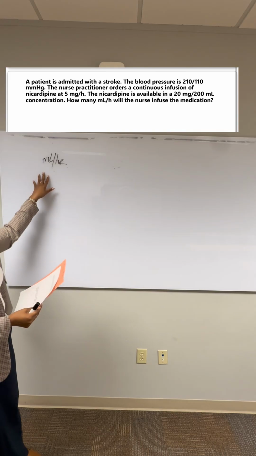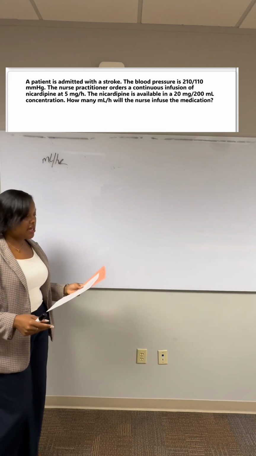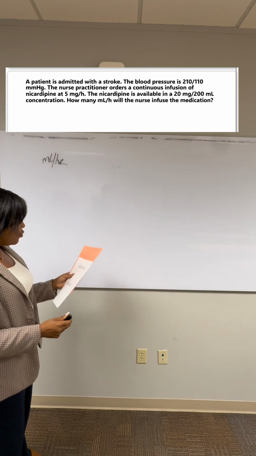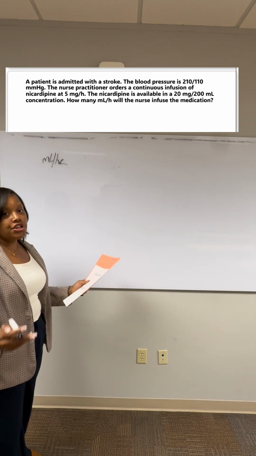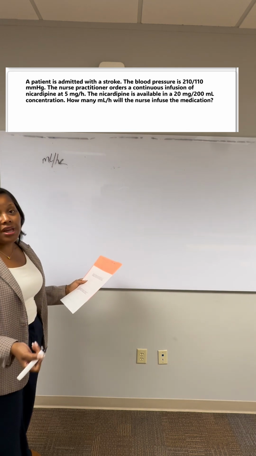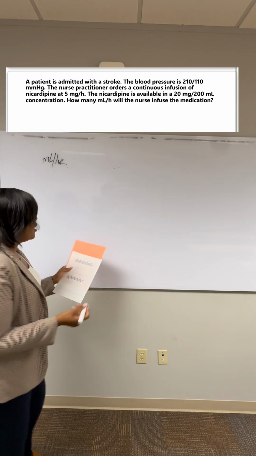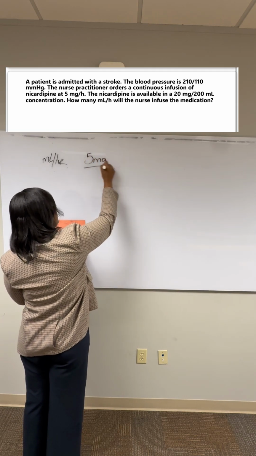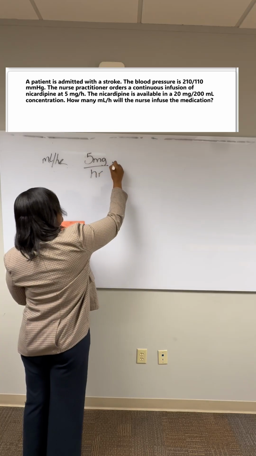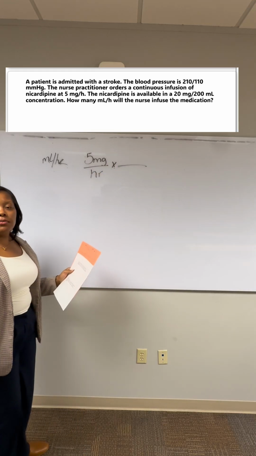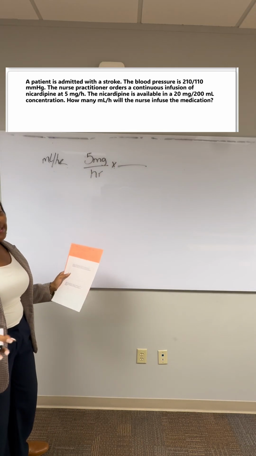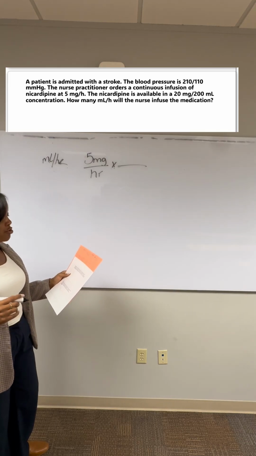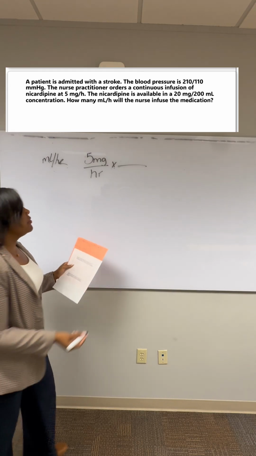We already have written on the board what our answer needs to end in. It needs to end in mLs per hour. So let's start with what the infusion is currently going at. It's currently going at 5 milligrams per hour, so we literally just write that out. We know that milligrams need to go because our answer needs to be in milliliters. So let's go to the problem. The problem says that we have 20 milligrams per 200 mLs.